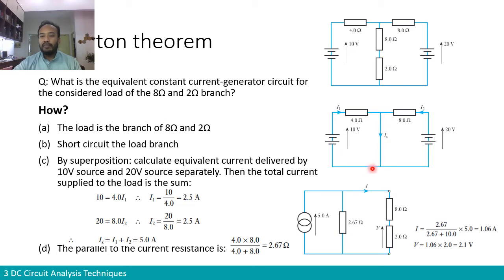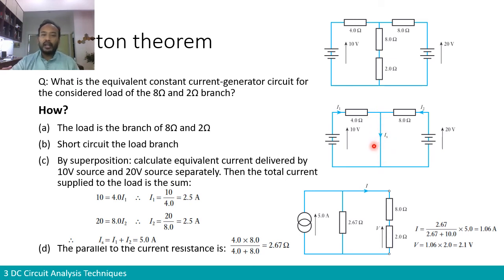So once we have the load branch short circuited, what we need to do now is to calculate the current in this short circuited branch. Just like in Thevenin, we calculate the voltage across the load, now we calculate the current that goes through the load branch. So what is the current that goes through the load branch over here? You can use multiple techniques to find IS over here.